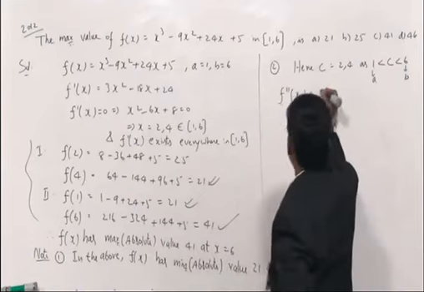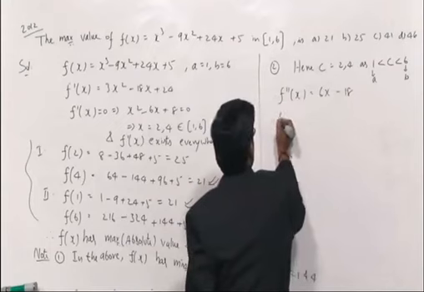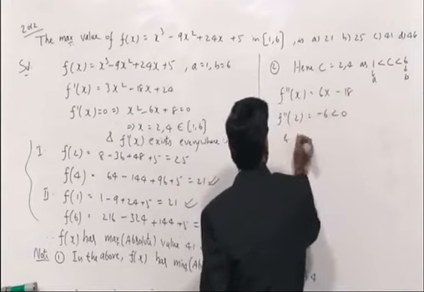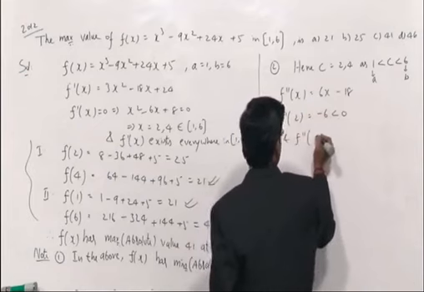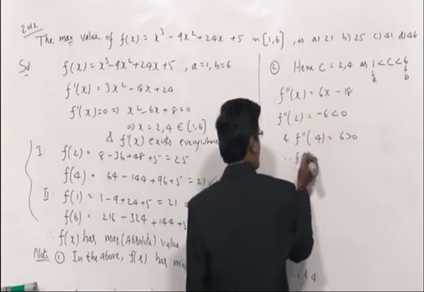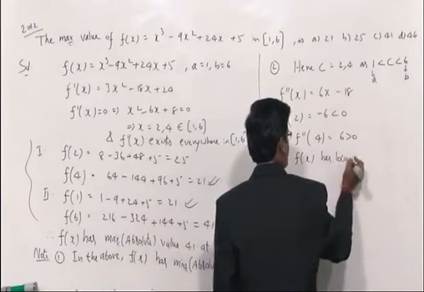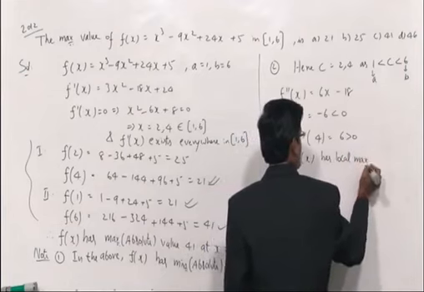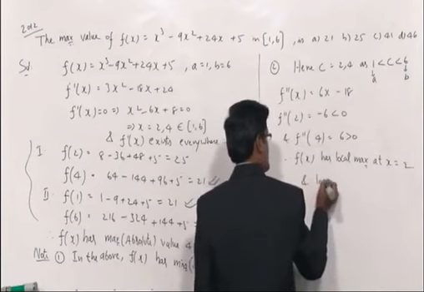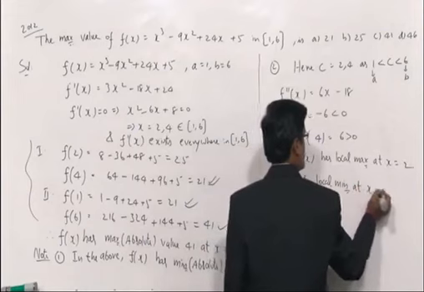F double dash x is 6x minus 18. Okay, what is f double dash 2? Minus 6, less than 0, and what is f double dash 4? Plus 6, greater than 0. Therefore f of x has local maximum at x is equal to 2 and local minimum at x is equal to 4.